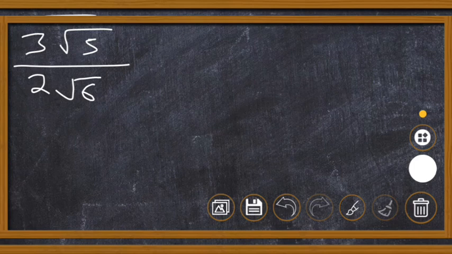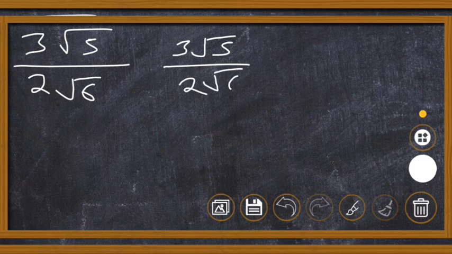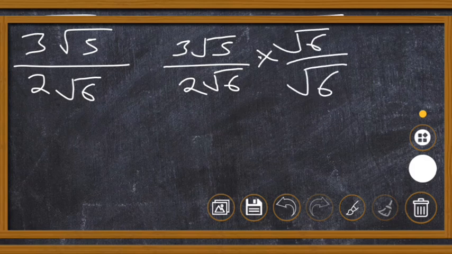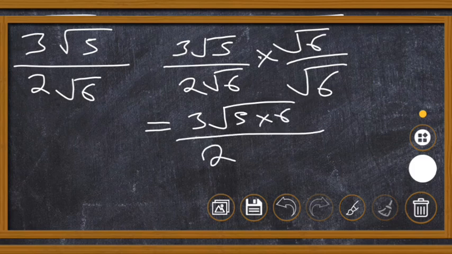So in this case, you have to multiply the numerator, that is 3 root of 5 over 2 root of 6. So in this case, the root we have is root of 6. So we multiply with the root of 6 to both the numerator and the denominator. So in this case then, we will have 3 root of 5 multiplied by root of 6 over 2.